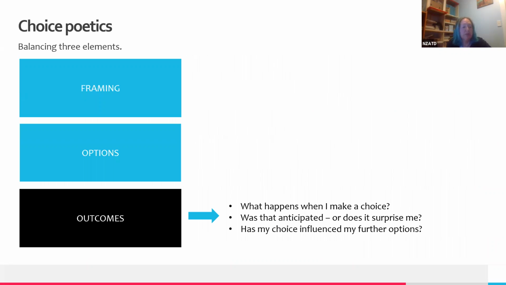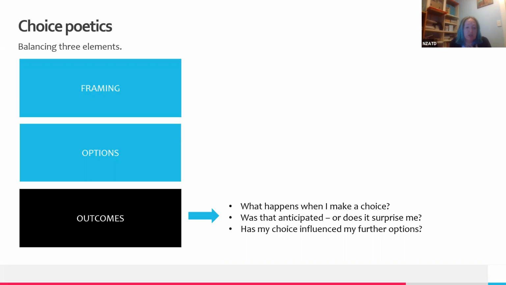Now, the last bit of your choice poetics, as I call them, is your outcomes. So you had the framing: what do I know? How do I make my choices? Then writing your choices, and then the outcomes. What happens when I make a choice? Could I anticipate that by the options? Has my choice actually influenced my further options? And that's how we come into the last bit.